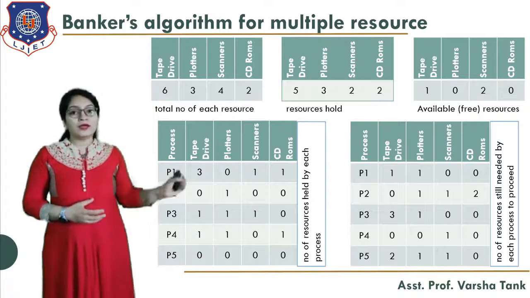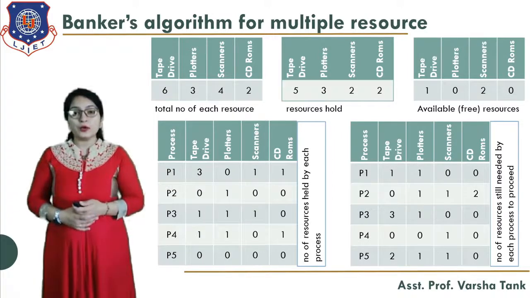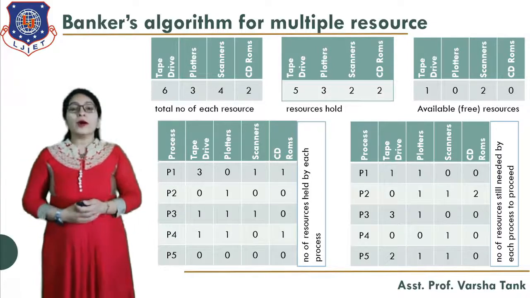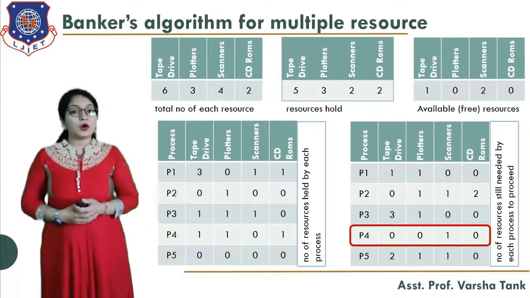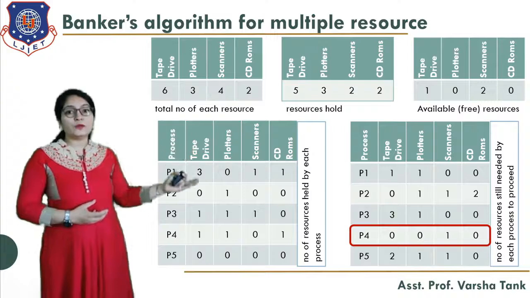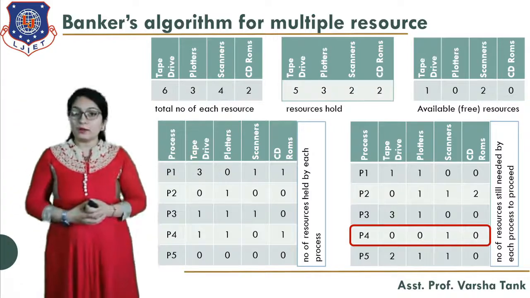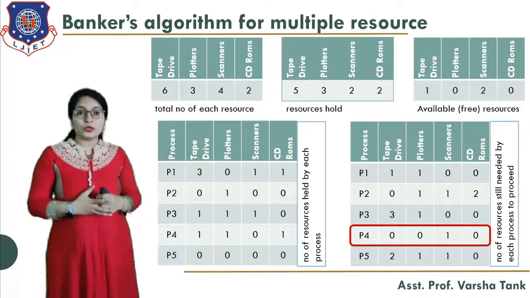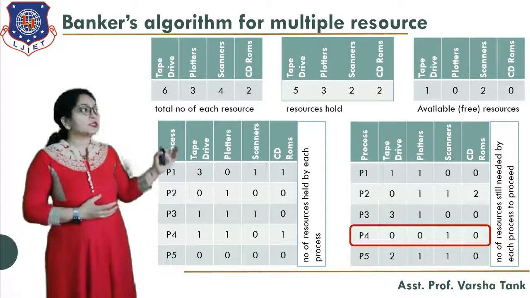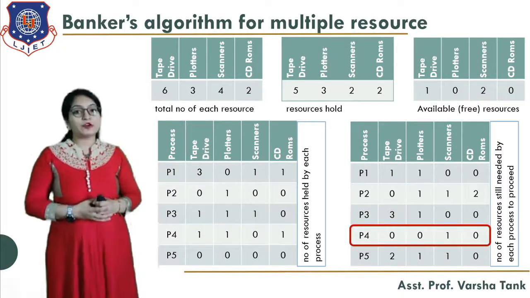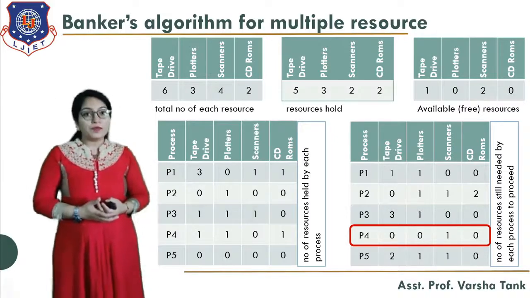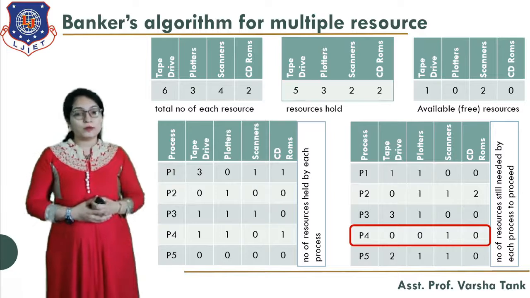So here let's start with this scenario. Now let's start with process P4. Why with process P4? Because we can't fulfill the need of processes P1, P2 and P3. Why? Because there is a need of 1100 and we have the available resources 1020. That means for process P1 we don't have the plotters. So we cannot fulfill the need of process P1.